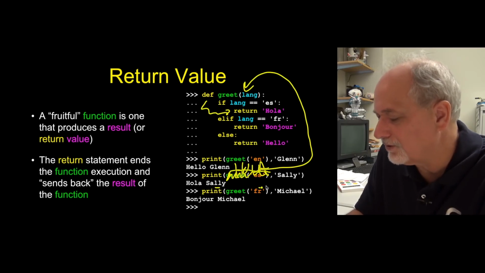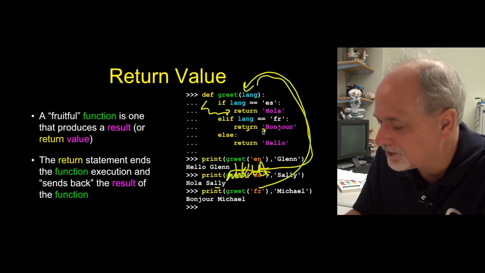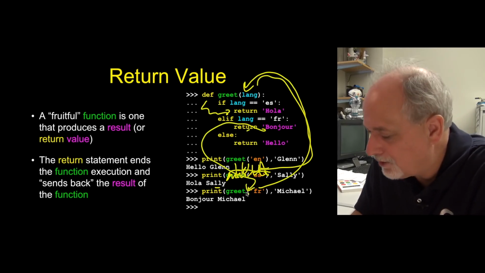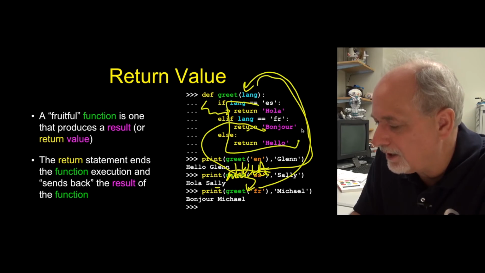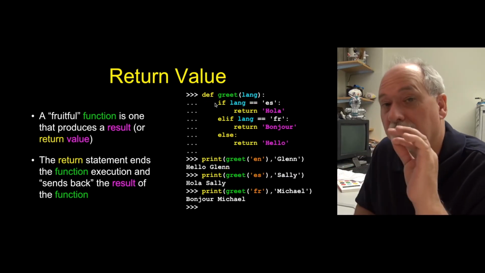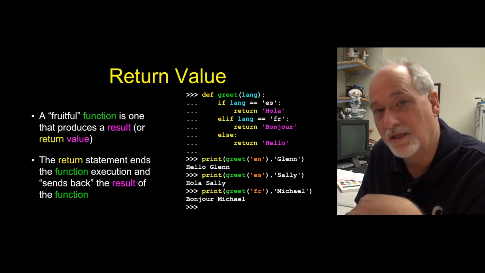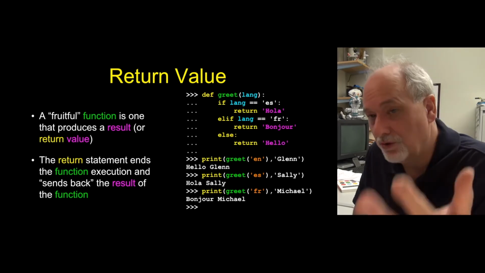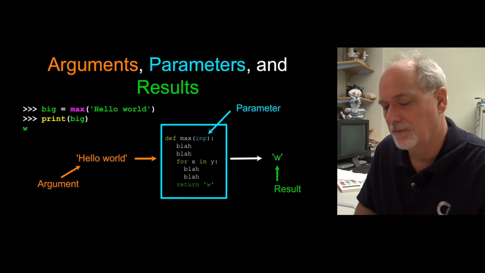And the same with French, goes in, runs again, out comes the return statement, and then bonjour Michael. So you see how we can control, as we're writing the function, what the residual value is that we want to see in whatever expression is calling us. Sometimes we have returns and sometimes we don't have returns.